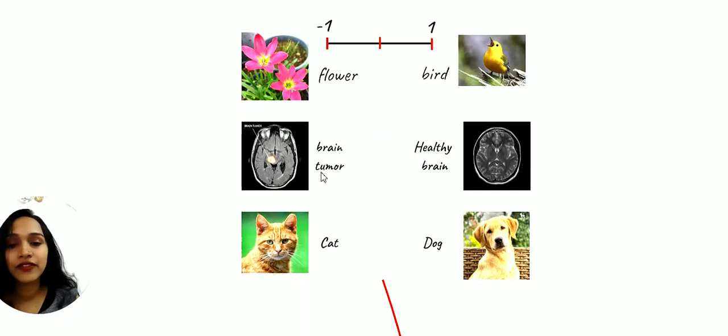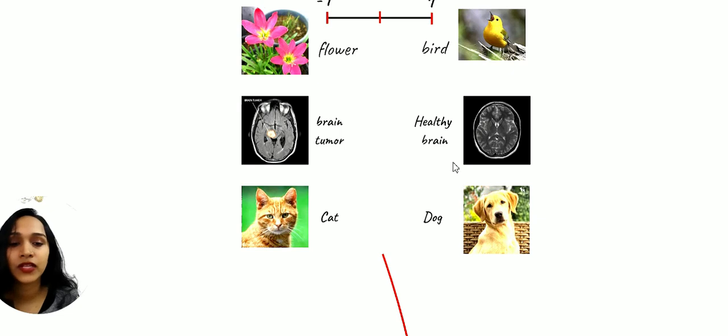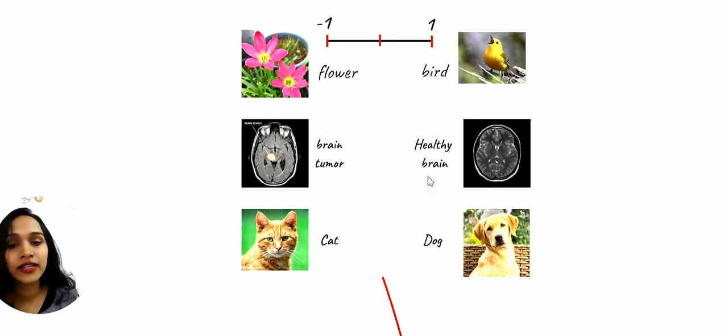Another example is if we have MRI images of brains. Some of them will have brain tumor and some of them will be images of healthy brain. So if we are training our supervised model to classify the images into two different classes, like images with brain tumor and images with healthy brain, again, these are two classes. So it is another example of binary classification. Here, the -1 class is brain tumor and the +1 class is healthy brain. Another example is if our dataset consists of images of cats and dogs, and if we are classifying into two classes, cats and dogs, by training our supervised model, this becomes another example of a binary classification problem.